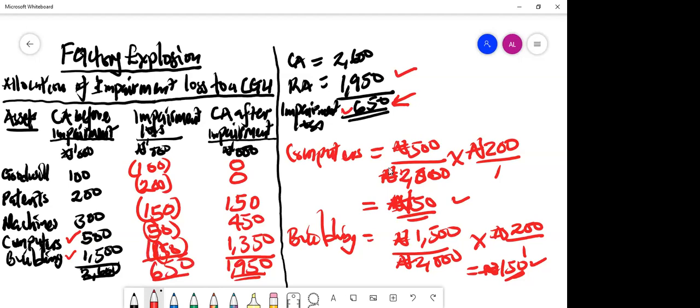Okay, so that's it. If you understand that, you are fine. And that is how to compute impairment loss for a cash generating unit.